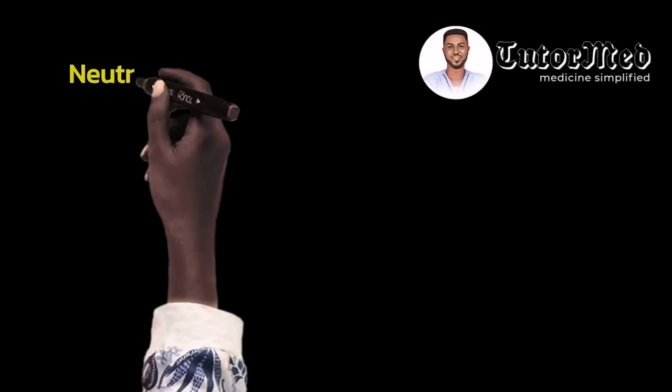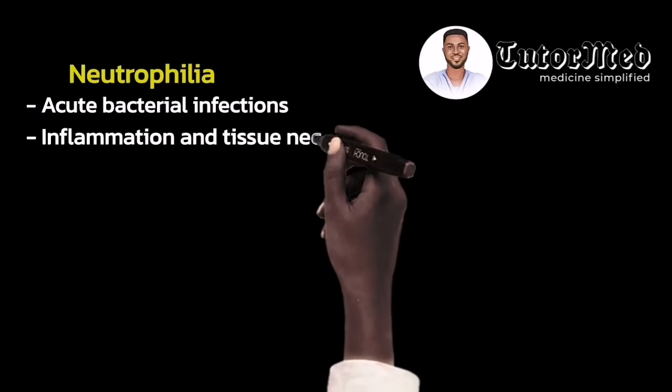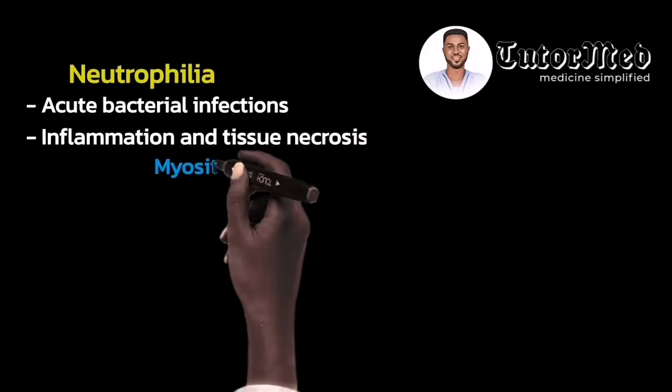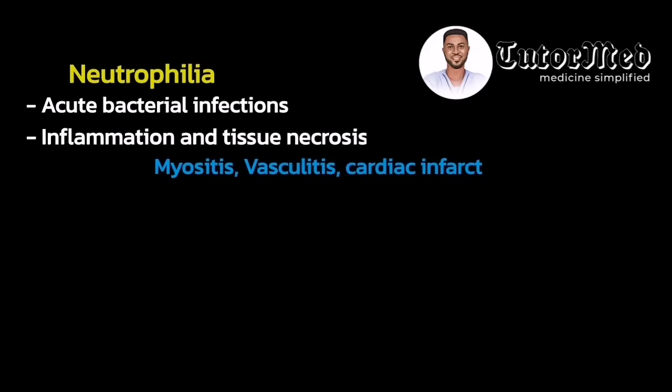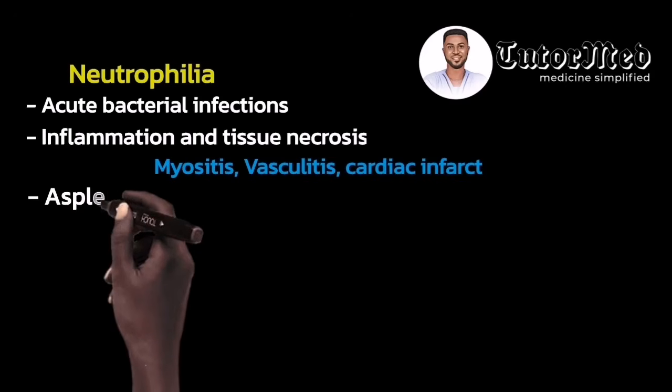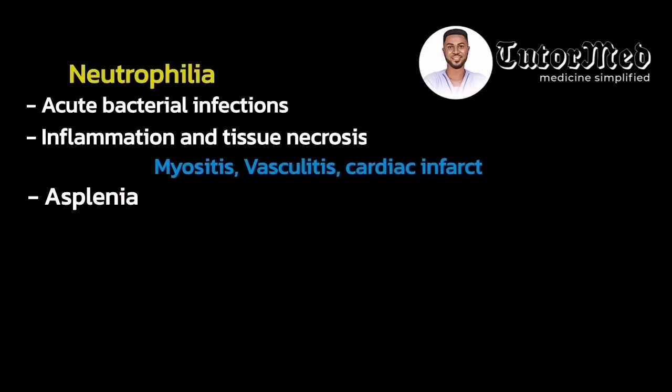And so when the neutrophil count is elevated, it is known as neutrophilia or neutrophilic leukocytosis. Some causes include acute bacterial infections, inflammation and tissue necrosis from myositis, vasculitis, or even necrosis from cardiac infarct. Asplenia can also cause neutrophilia because usually the spleen sequesters a proportion of white blood cells from the circulation, and so if there is asplenia, that proportion would get into circulation and increase the neutrophil count.